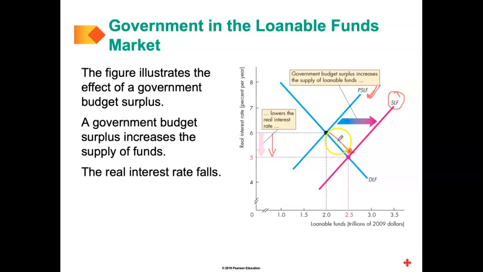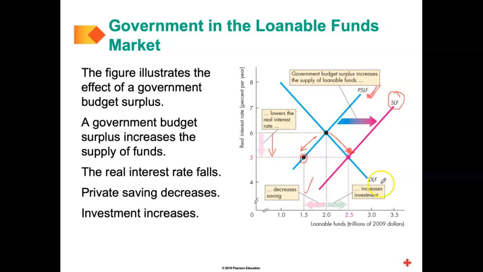But interestingly, now we can see what will happen to private savings in the economy. Because the government's budget surplus has pushed interest rates down, private savings will now decrease, because this is the new interest rate at 5%. They'll move from this point to this point. So essentially there's a decrease in private savings while there's an increase in investments, which is pretty interesting. Now we see what happens to private savings when government enters the market.